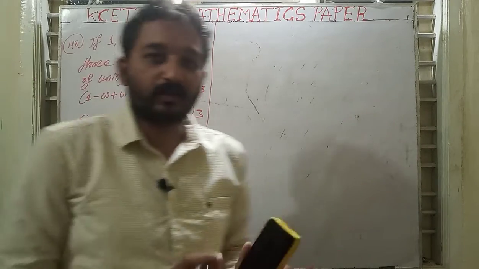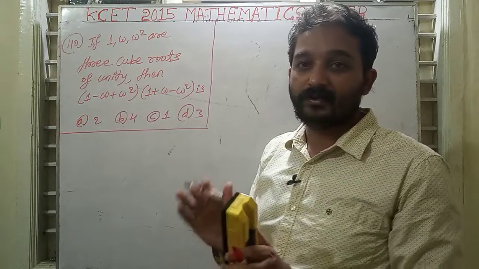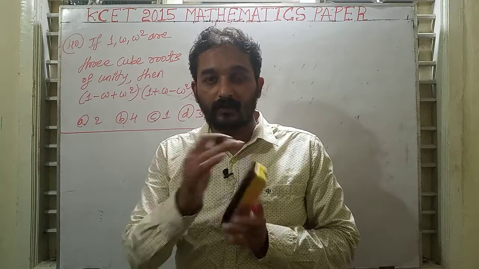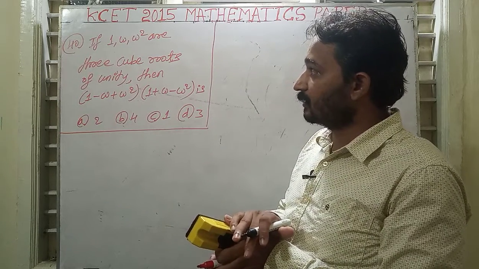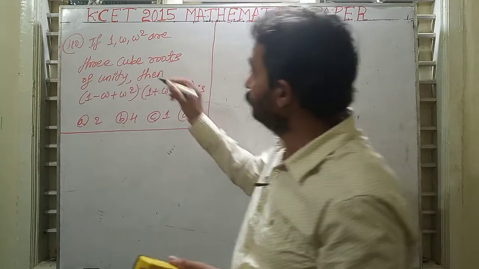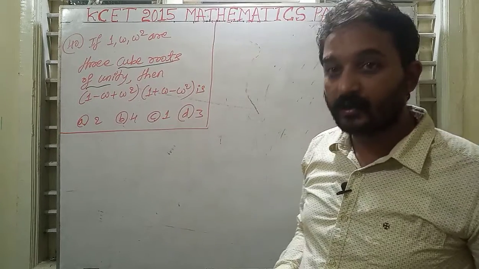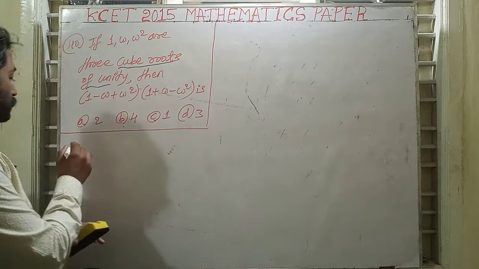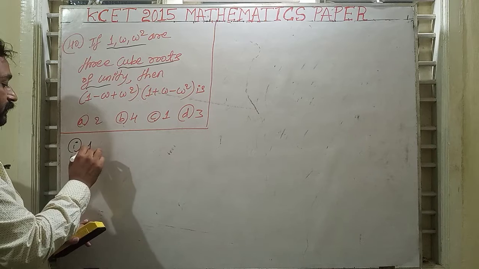So now let us move on to the last question in this video, question number 40. This question is based on the chapter complex numbers and quadratic equations. Particularly it depends on complex numbers. In complex numbers, one concept is cube roots of unity. Already well known about cube roots of unity and the formulas and properties of cube roots of unity. So these are the cube roots of unity. What are the properties? It is very important.